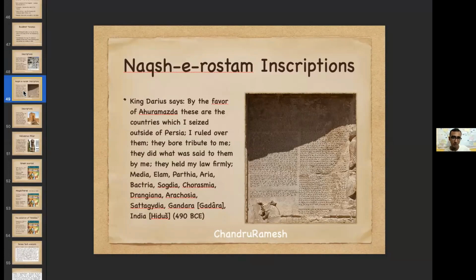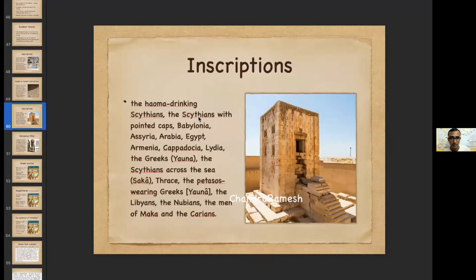So by the favor of Ahura Mazda, these are the countries which I seized outside of Persia. King Darius says, I ruled over them, they bore tribute to me, they did what was said to them by me, they held by law firmly. These are the various countries: Bactria, Sogdia, Chorasmia, etc. And he also speaks of the Homa-drinking Scythians, Babylonia, and he speaks of the Yavana, and then the Shaka. So basically, the Yavanas were also controlled by the Zoroastrian Parsi king from modern day Iran.